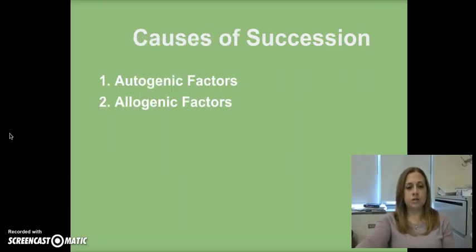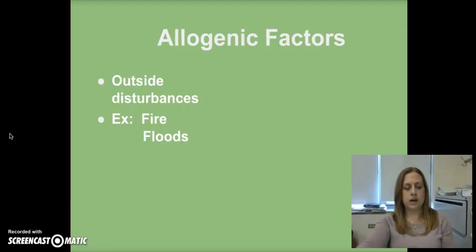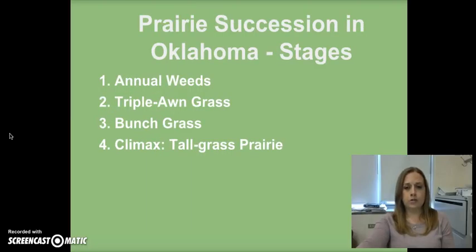There are two causes of succession, autogenic factors and allogenic factors. Autogenic factors are changes that are introduced by the organisms themselves, so things like toxins or acids. And then allogenic factors would be outside disturbances, so a fire, a flood, or any other natural disaster that could wipe out an area.